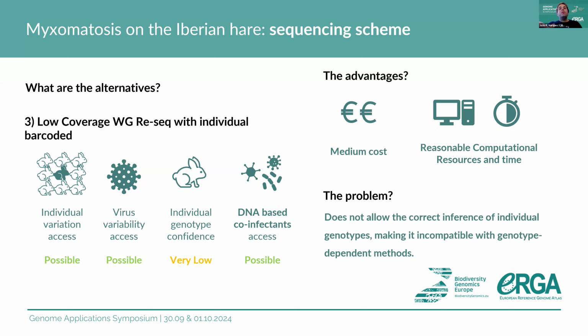The problem, as I told you, is that this does not allow for a correct inference of individual genotypes. So it makes the analysis much more complex because most of the methods that are available are genotype dependent. And so we need to adapt. Most of the analysis will be done as in the case of the normal pool-seq. But in the end, we can somehow recover the individual information to confirm some signals.